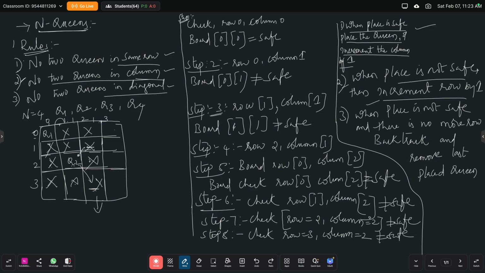What is our last placed queen? Our last placed queen is q2. So we have to remove this q2. By removing it, our problem is not solved. After removing, what is next? Backtrack and remove the last placed queen, and after removing the queen, then increment the row by 1.